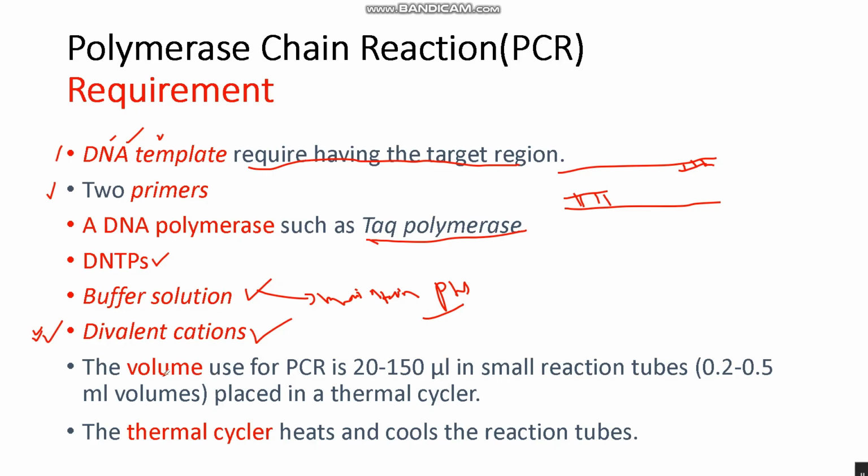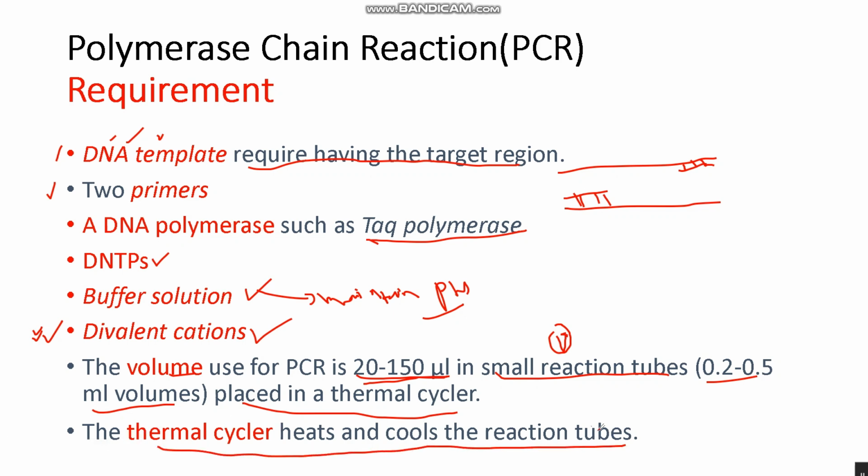The volume we use is 20 to 150 microliters in small reaction tubes. We need small tubes like PCR tubes, of 0.2 to 0.5 ml volume, placed in a thermal cycler. The thermal cycler is a device that heats and cools the reaction.